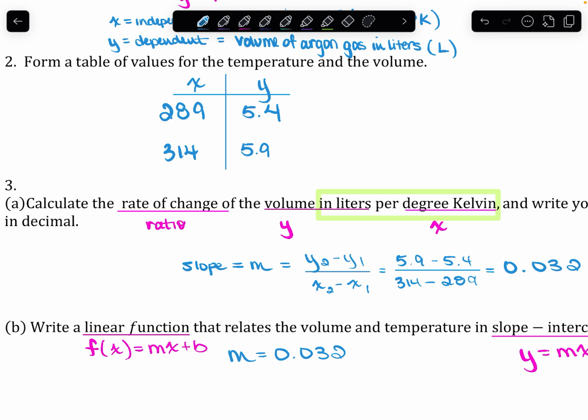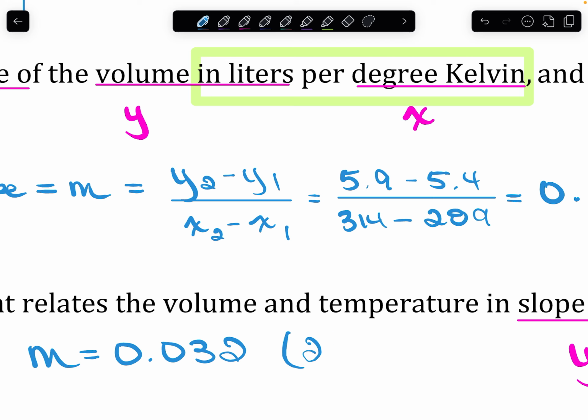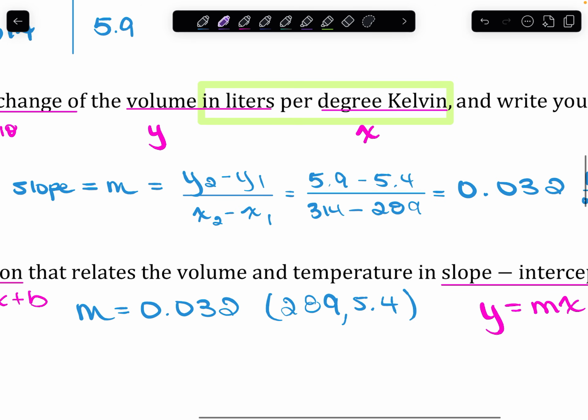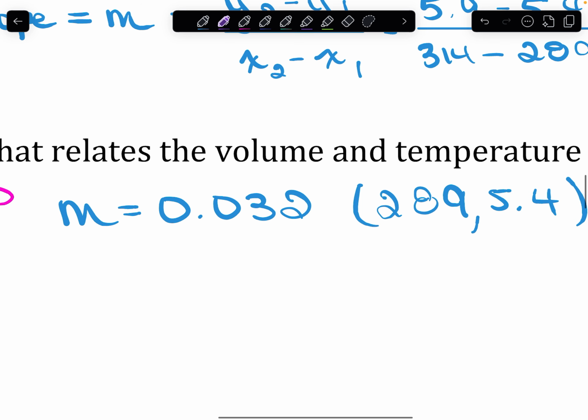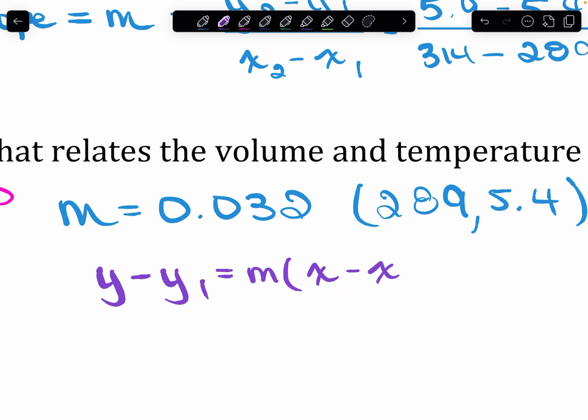So I'm going to use the 289, 5.4, and I'm just going to copy it down here so that they're all in the same part. So we're going to use these 2 things, and we're going to plug into point slope form. Point slope form, if you've forgotten, y minus y1 equals m times x minus x1.